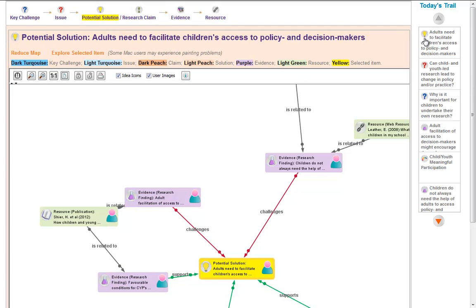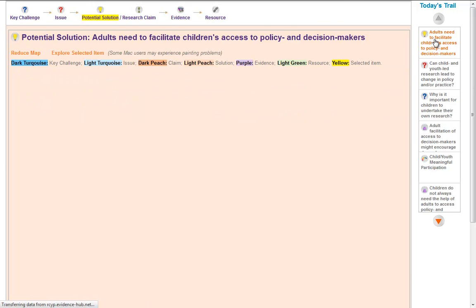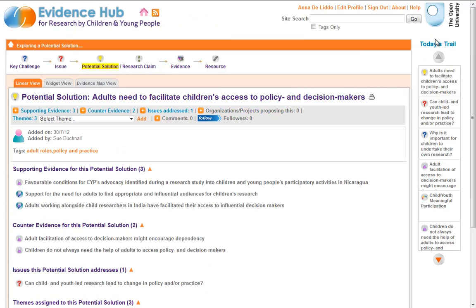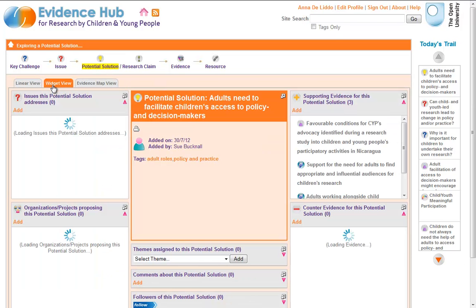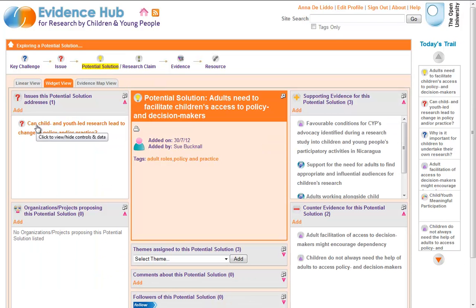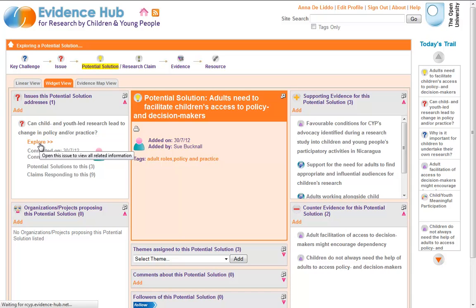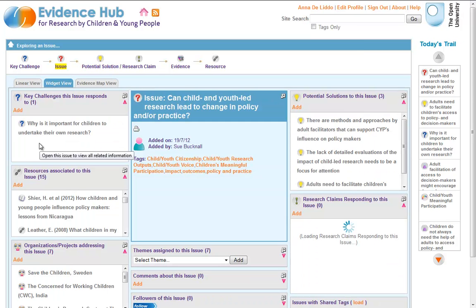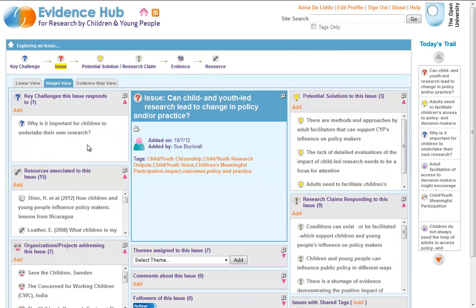If we go back to the view we were on, we could, if we wanted to, look at the parent issue and look at more than one solution at a time. So let's go and look at that. This is the high-level issue, and if we now bring up the evidence map for this issue, we will see all of the evidence maps for these 3 solutions and these 9 claims.